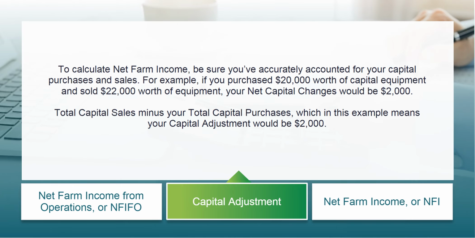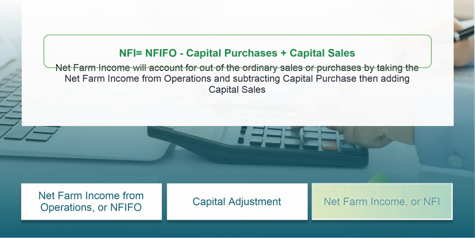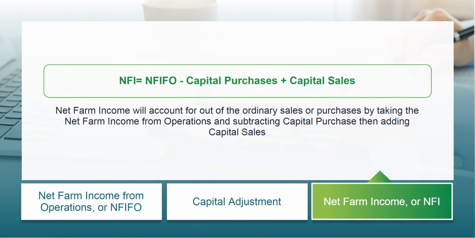The second calculation is capital adjustment, which you will need to calculate your net farm income. To calculate net farm income, be sure you've accurately accounted for your capital purchases and sales. For example, if you purchased $20,000 worth of capital equipment and sold $22,000 worth of equipment, your net capital changes would be $2,000. Total capital sales minus your total capital purchases, which in this example means your capital adjustment would be $2,000.